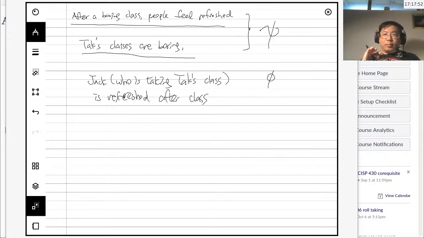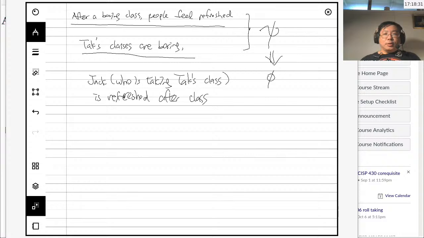Is that okay? Does everybody understand logically how these two facts that are given to you are basically saying this has to be true? If after a boring class people feel refreshed is true, and tax classes are boring, if those two facts are known, then if we know that Jack is taking a class from tech, then we know for sure that he's going to feel refreshed after the class, right? Okay, so in this case, there's an implication here. Logically, one is following the other.